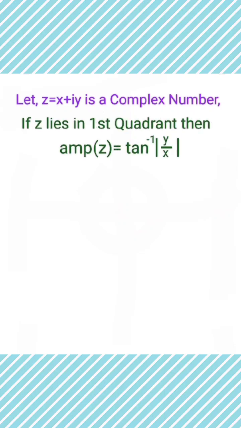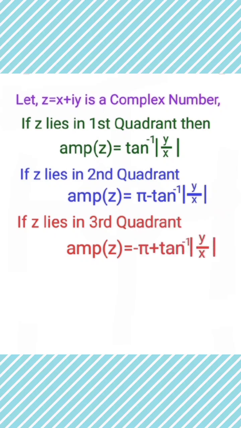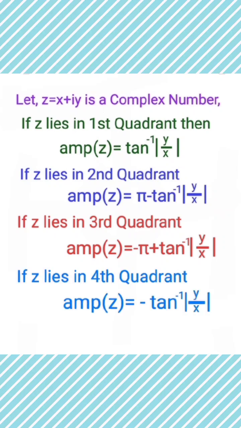Let z equals x plus iy be a complex number. If z lies in the first quadrant, then amp z equals tan inverse modulus y by x. If z lies in the second quadrant, then amp z equals pi minus tan inverse modulus y by x. If z lies in the third quadrant, then amp z equals minus pi plus tan inverse modulus y by x. And if z lies in the fourth quadrant, then amp z equals minus tan inverse modulus y by x.